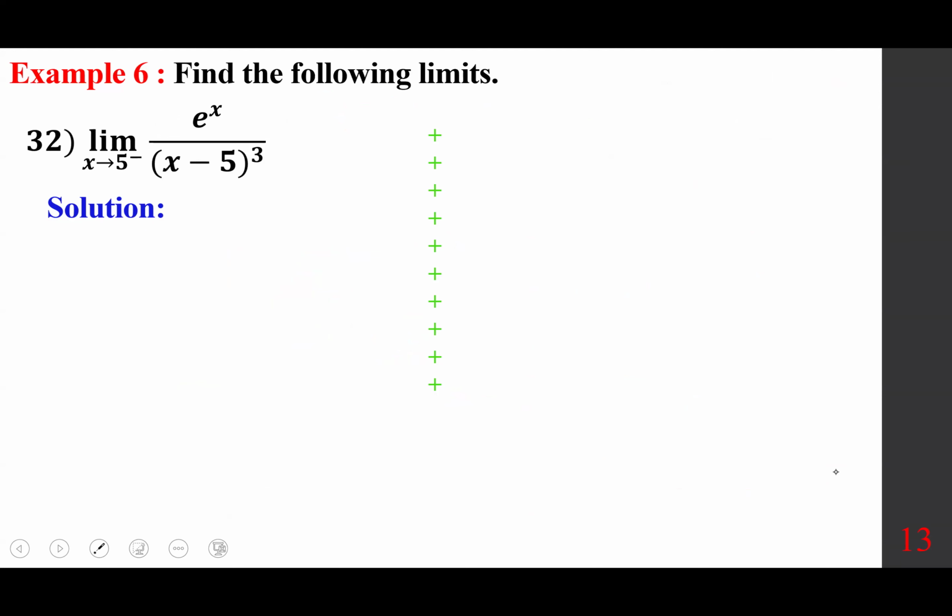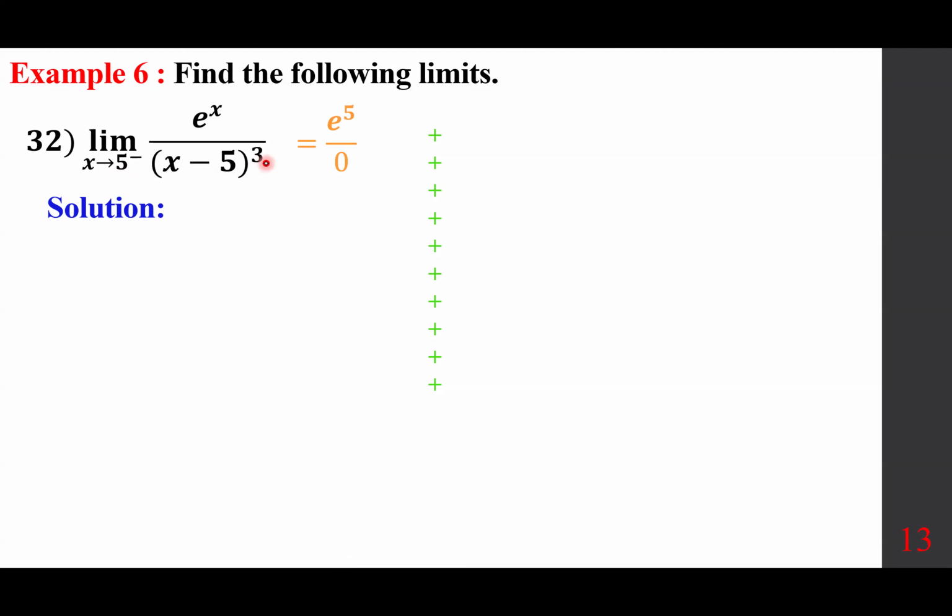All right, how about here? If you ignore the fact that it's 5 from the left, you get e to the power of 5. This becomes 0, 0 cubed is 0. But you can't ignore that. Why is it that you can't? Because you have to figure out the answer is negative or positive infinity.